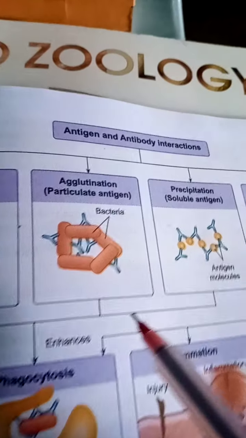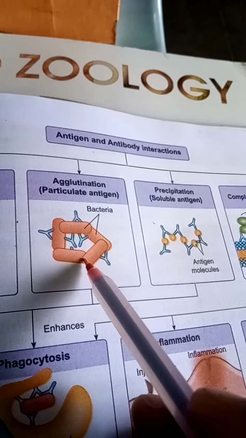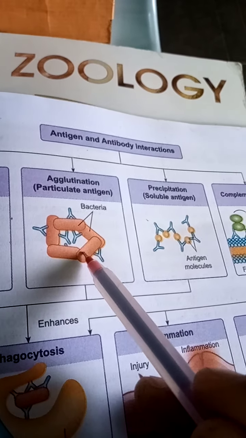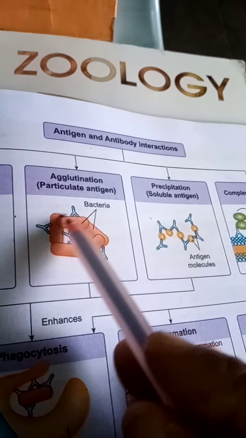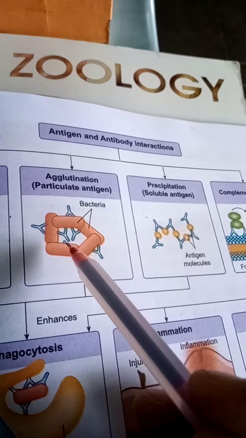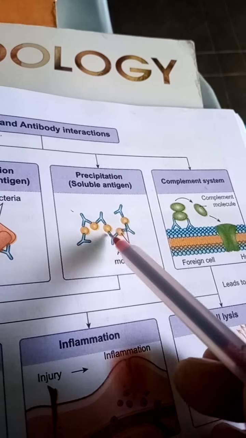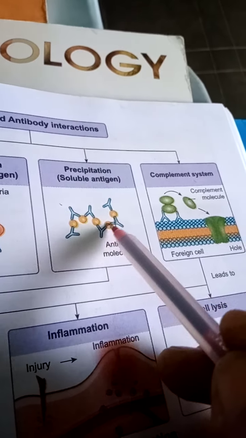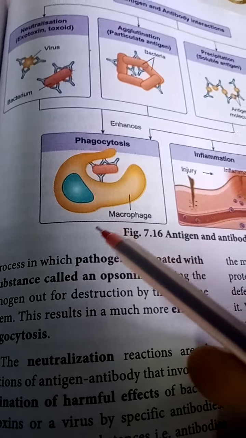See here, the agglutination reaction. This is the antigen, this is the antibody. The antibody goes and binds with the antigen, making a clump together. Agglutination occurs like this. This is known as the agglutinin. Then the precipitate: the antigens and antibody make a precipitate. It settles down like this. That is the precipitin reaction. The next one is opsonization.